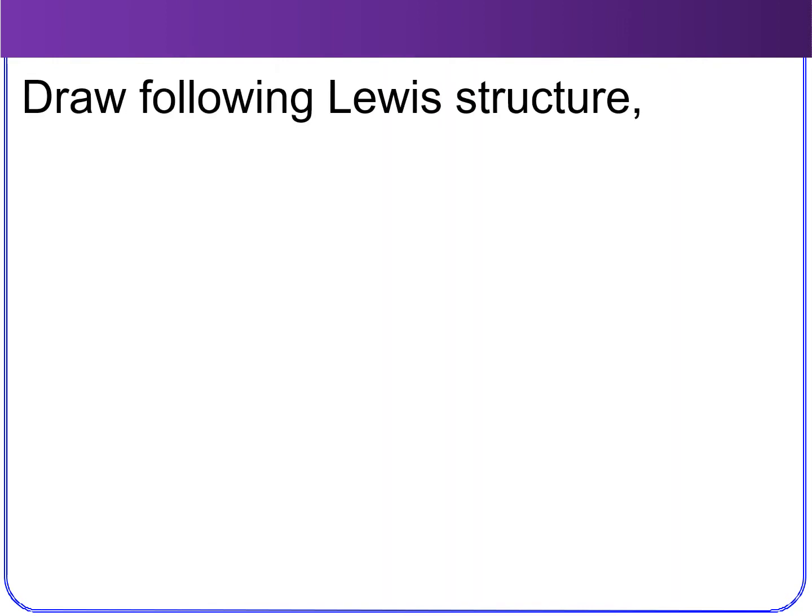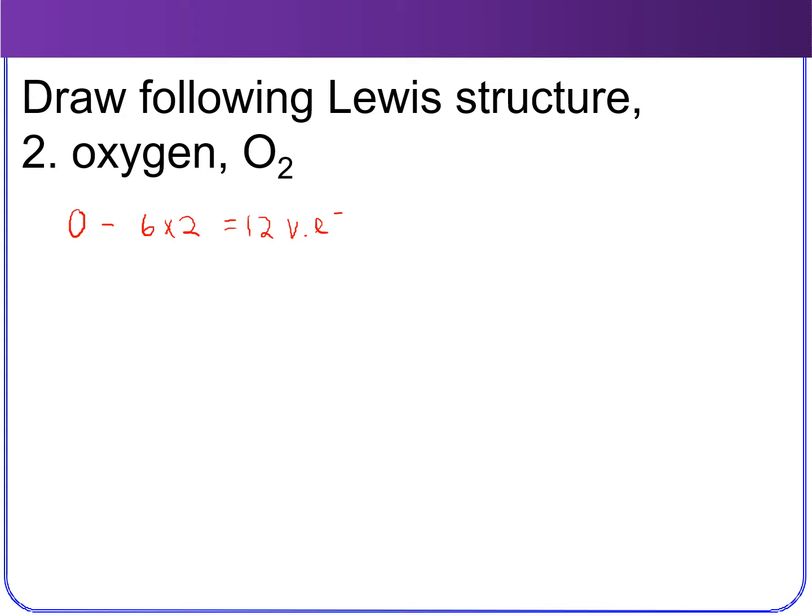Now let's continue with another example. Draw the following Lewis structure: oxygen, O2. As usual, step 1, we calculate the total number of valence electrons. Oxygen has 6 valence electrons. We have 2 oxygens here, so that equals 12 valence electrons. One of the oxygen atoms will be the central atom and the other will be the terminal atom.